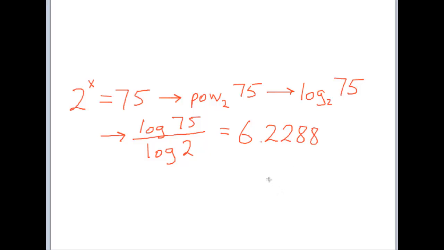Now, obviously, if you're doing this problem, you would probably just go straight from here. Depends on how you do this. You might go straight from here to pow base 2 of 75 and then convert that to logs when you're dividing, however you want to do it. But the key is that log base a of b is equal to log of b divided by log of a.